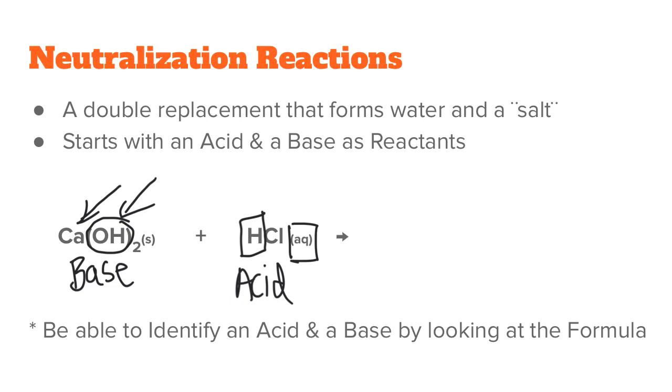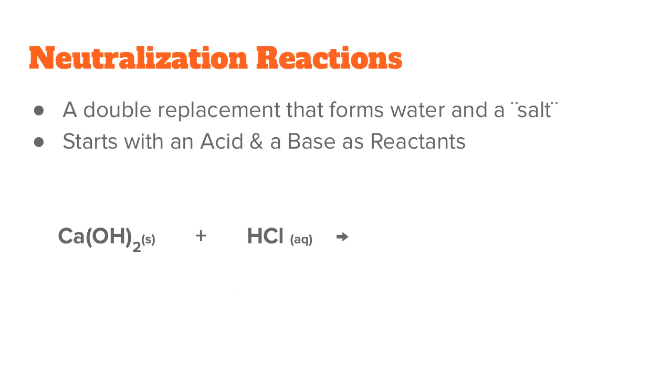So when you see OH, you can say that that's a base. When you see an ionic compound that starts with H and has an AQ on it, then you know that you've got an acid. So let's say these two react. This is no different than what you've been doing this whole time when it comes to double replacement. Outside ions go together, form a new compound. Inside ions go together to form a new compound.